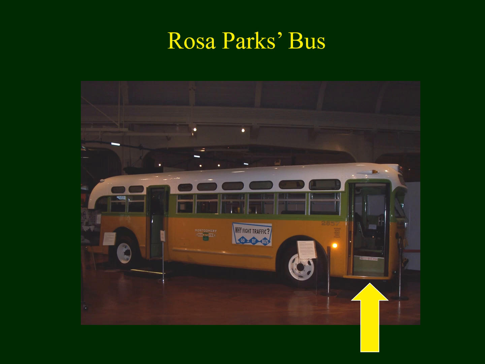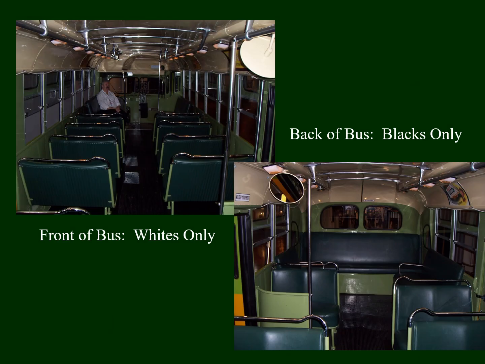So the way it was set up in Montgomery, Alabama, is that on the right you can see the first door. Everyone had to walk in through that first door and pay their money. If you were white, you could sit down. If you were black, you had to walk out of the bus and walk to the door in the back of the bus. It was incredibly demeaning for any African American passengers. The front part of the bus was for white passengers only. The back of the bus was for black passengers only.